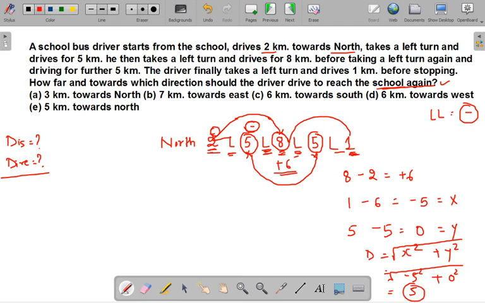Now let us find out where he is with respect to his original position. The original position of x is north. And the original position of y is north plus left. North plus left is west, but here the value of y is 0, so it will vanish.